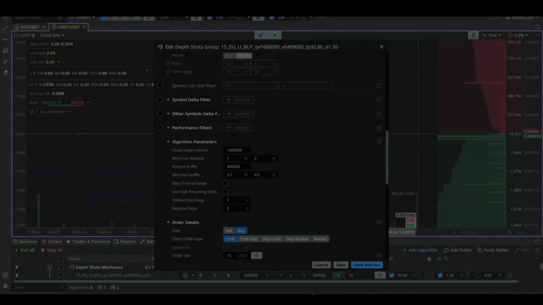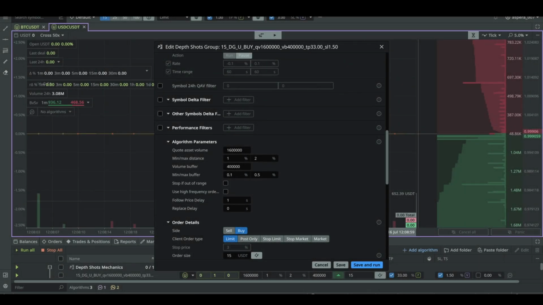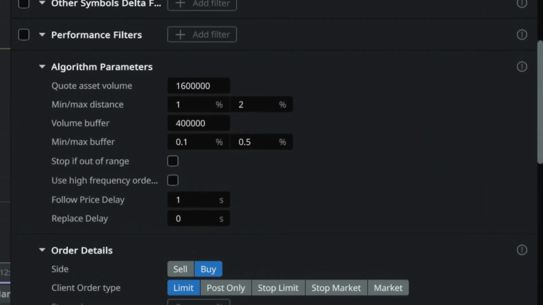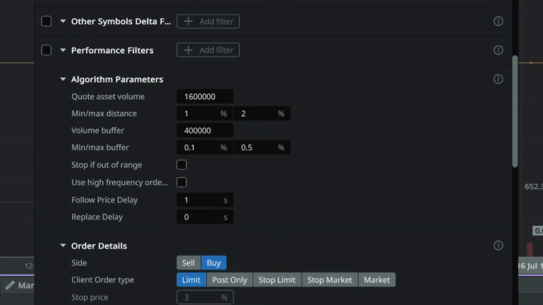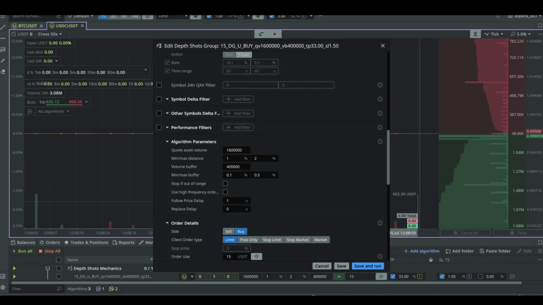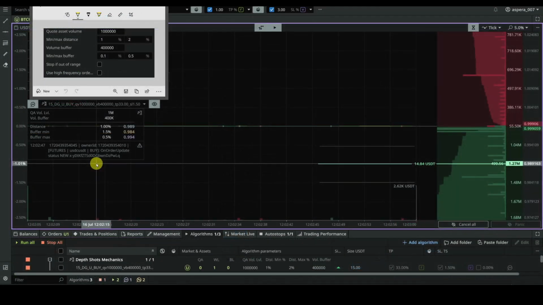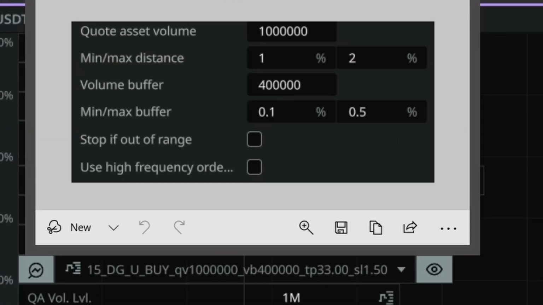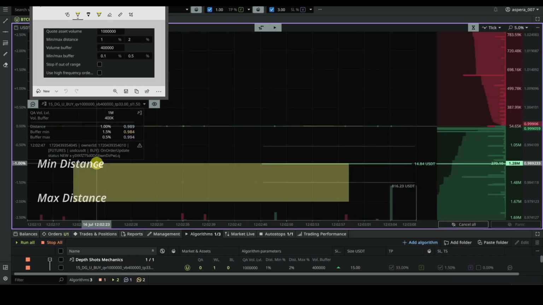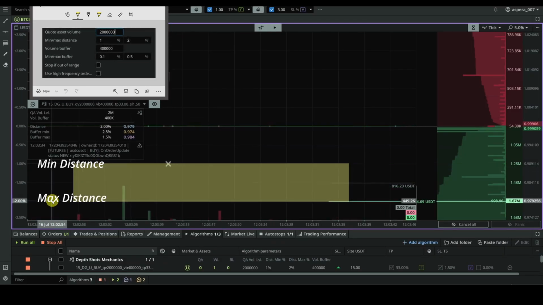So in summary, the depth shots algo has a hierarchy of different limits, within which the remaining parameters further down the line are operating with limited degrees of freedom. The first major limit, and actually the only one that has anything to do with the price of the coin, is the minimum and maximum distance. These are like swim lines outside of which the order would not go under any circumstances.